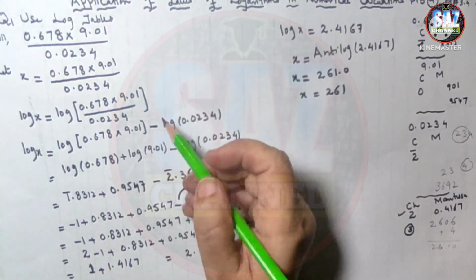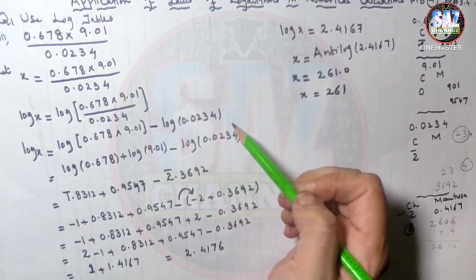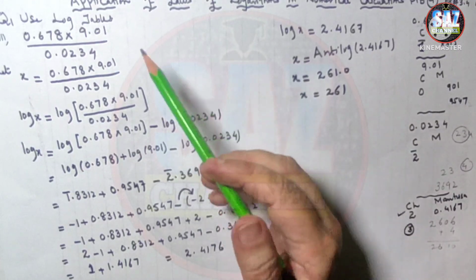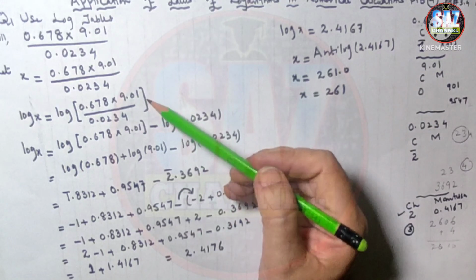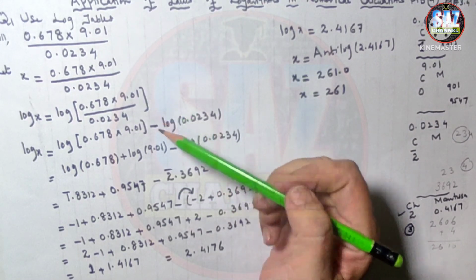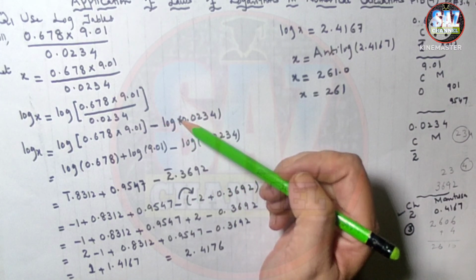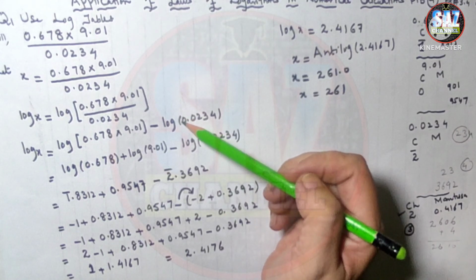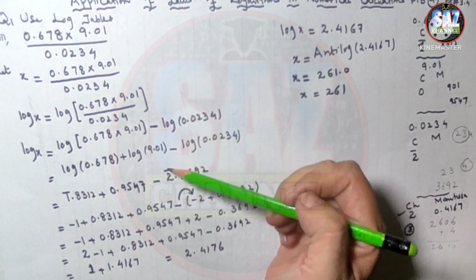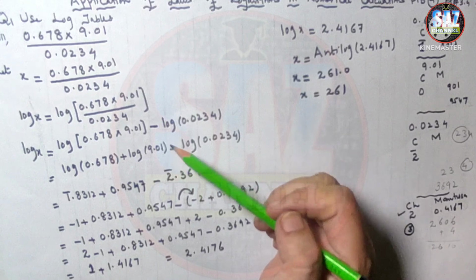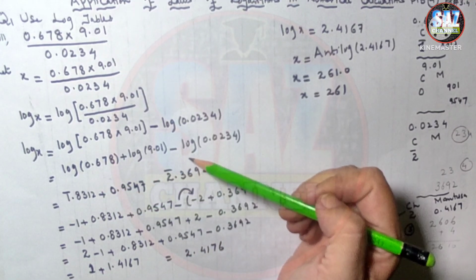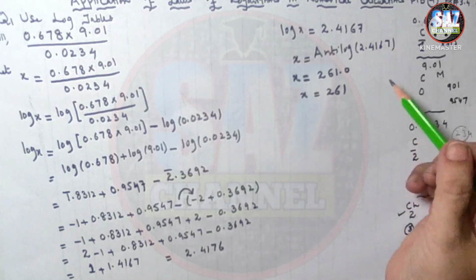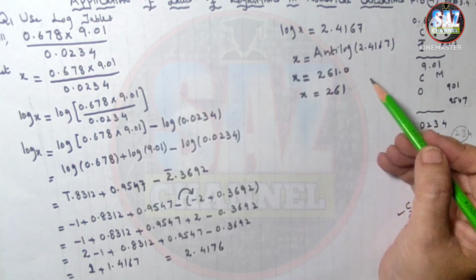First of all, these 3 or 4 steps are the common steps of all the questions. We suppose that this number is x, then we take a log on both sides, and then we see which law of logarithm we can apply. After that we find the characteristic and mantissa of each number and add or subtract according to the situation, and then finally we take the antilog.